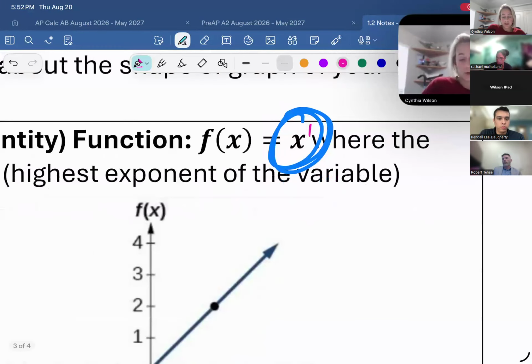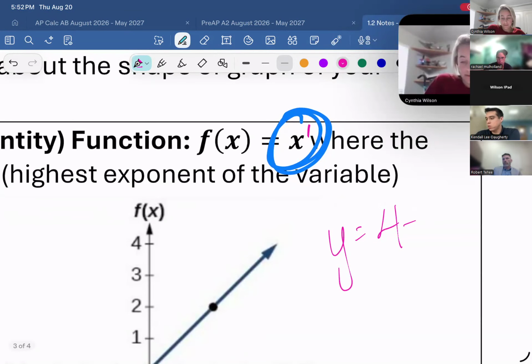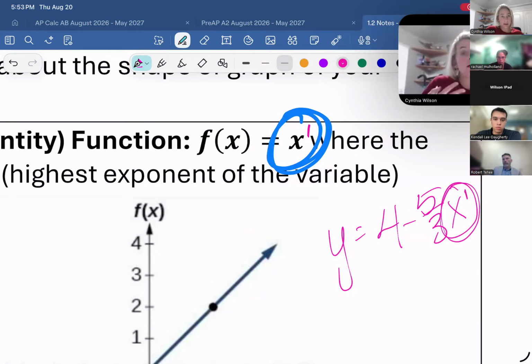Okay, so it could be something as weird, random as, I'm just making this up. Hey, it's all over the place, but I'm looking at this X. I have just the one X, and its understood exponent is a 1. It's linear.